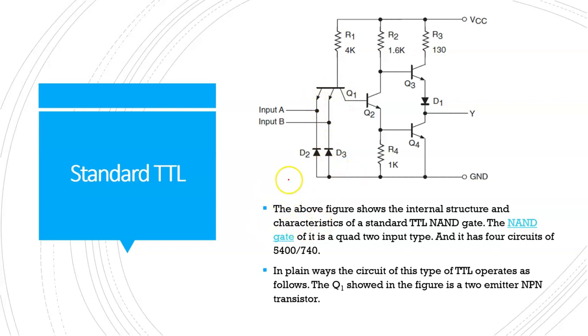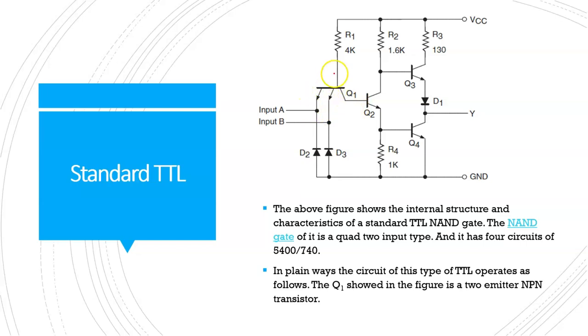Coming to the configuration, when you provide inputs as low and inputs as high, we'll see how the circuit behaves. Consider the case when both inputs are low, or when one of the inputs is low. As it is an NPN transistor, what happens when you provide one of the inputs as low or both the inputs are low?